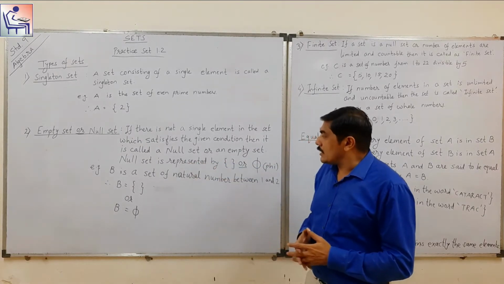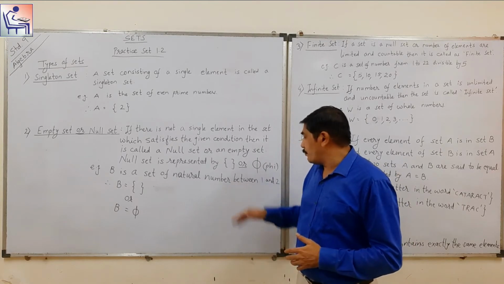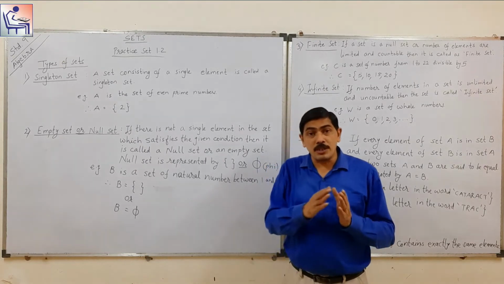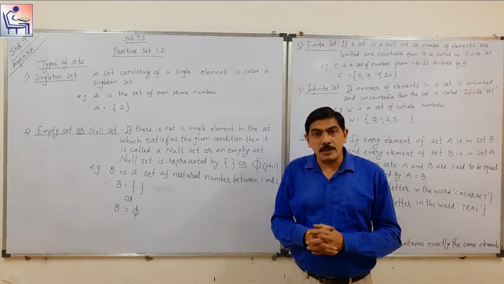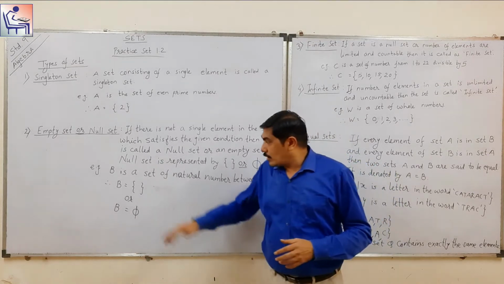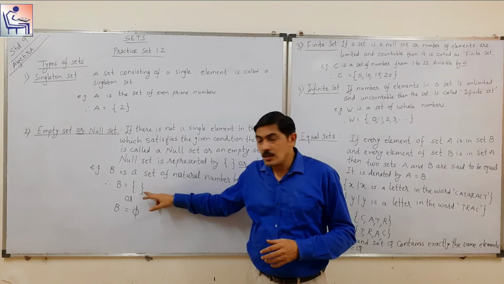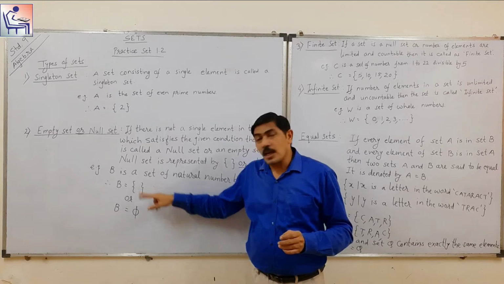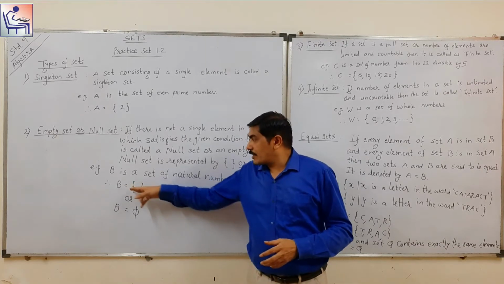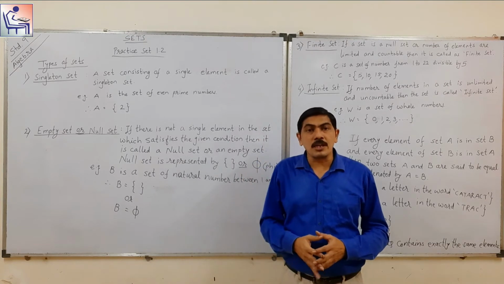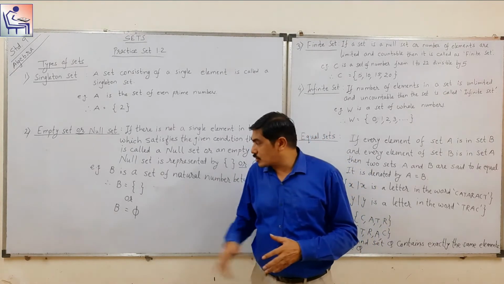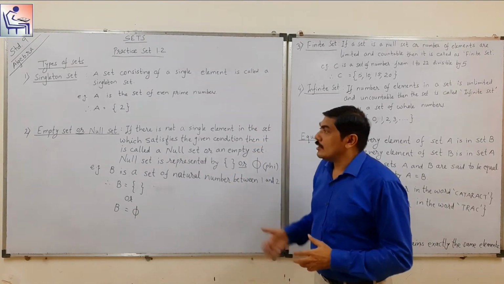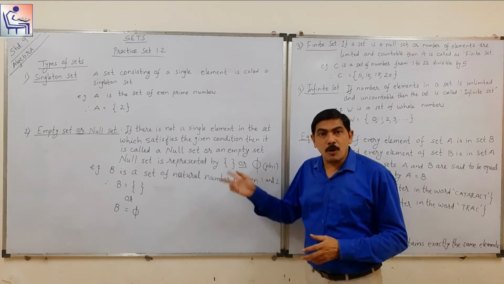For example, B is a set of natural numbers between 1 and 2. See here there is no natural number which lies between 1 and 2, as there is no element between 1 and 2. So here we use the empty set. So these are the curly brackets without any element. So here you can see B is equal to opening and closing curly bracket without any element, or you can use this sign of phi. So here we completed the second type of set.